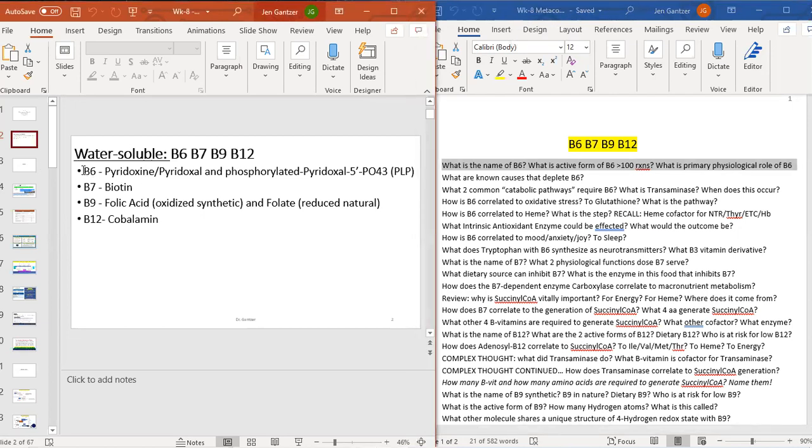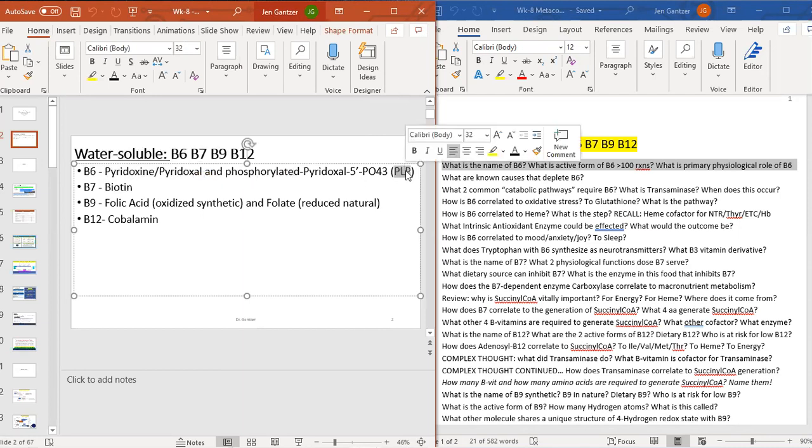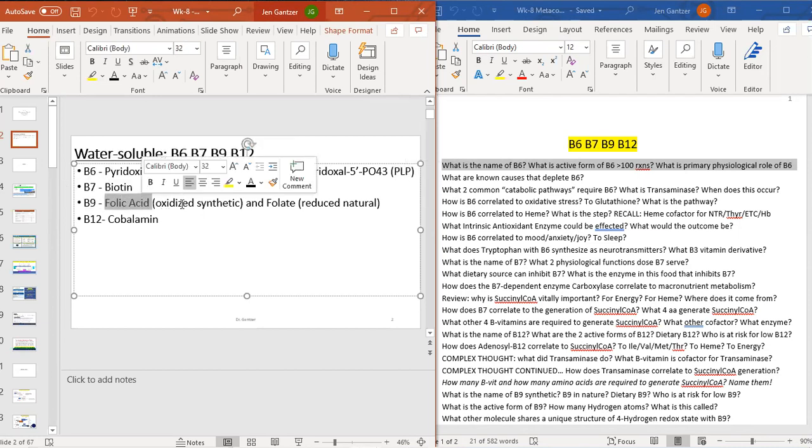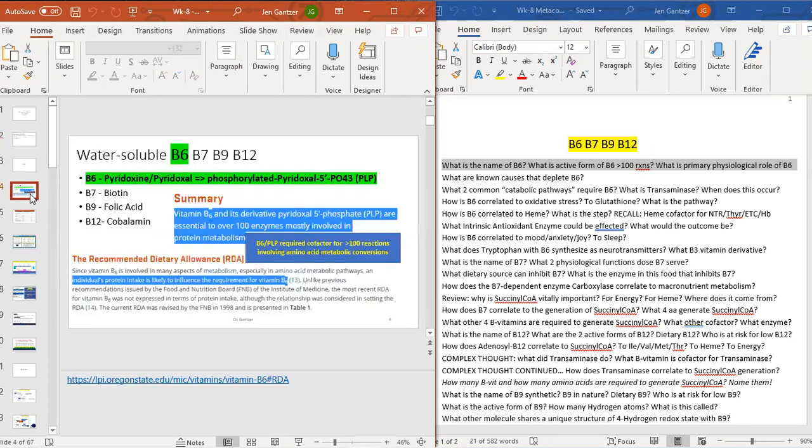So be sure you recognize the B vitamin and the name of it. B6 is your pyridoxal, and your active form is your PLP. Your B7 is your biotin. B9 is folic acid if it's synthesized, and that is the oxidized form. And then folate is the form of B9 that is found naturally in the dietary sources. And B12 is cobalamin. So let's jump into B6.